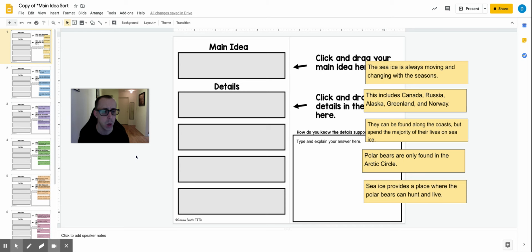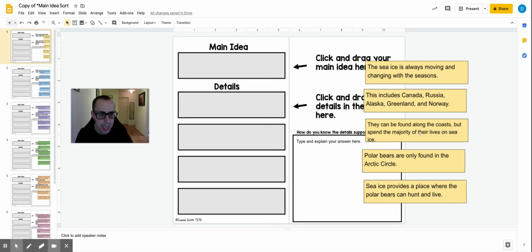They can be found along the coasts, but spend the majority of their lives on sea ice. Okay, so we know that the main idea is not discussing these countries here, and it's also not only talking about sea ice. So we still haven't found our main idea. Let's move on here. They can be found along the coast, but spend the majority of their lives on sea ice. So, okay, we've eliminated the first two as the main idea. Now if we read this next sentence, polar bears are only found in the Arctic Circle.